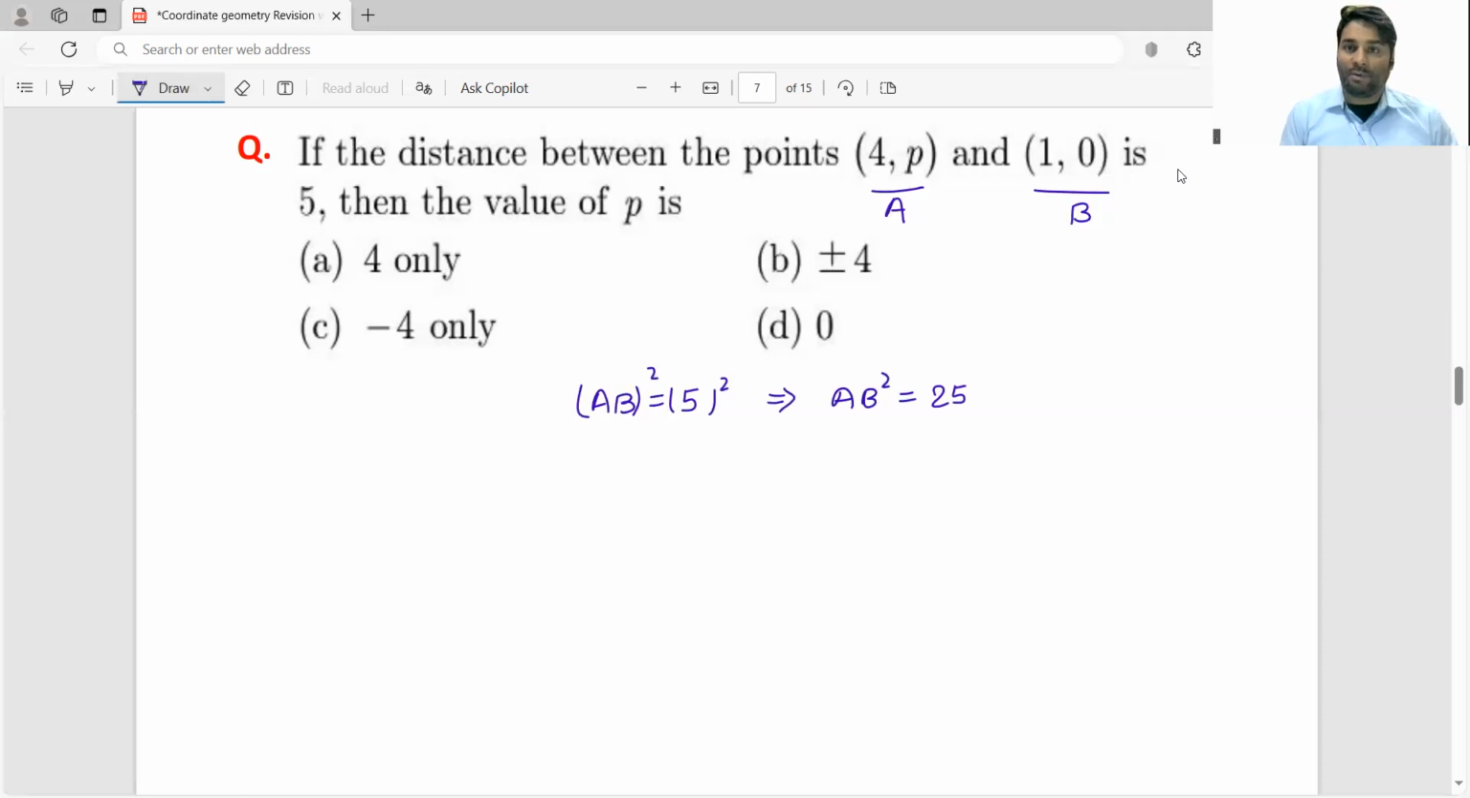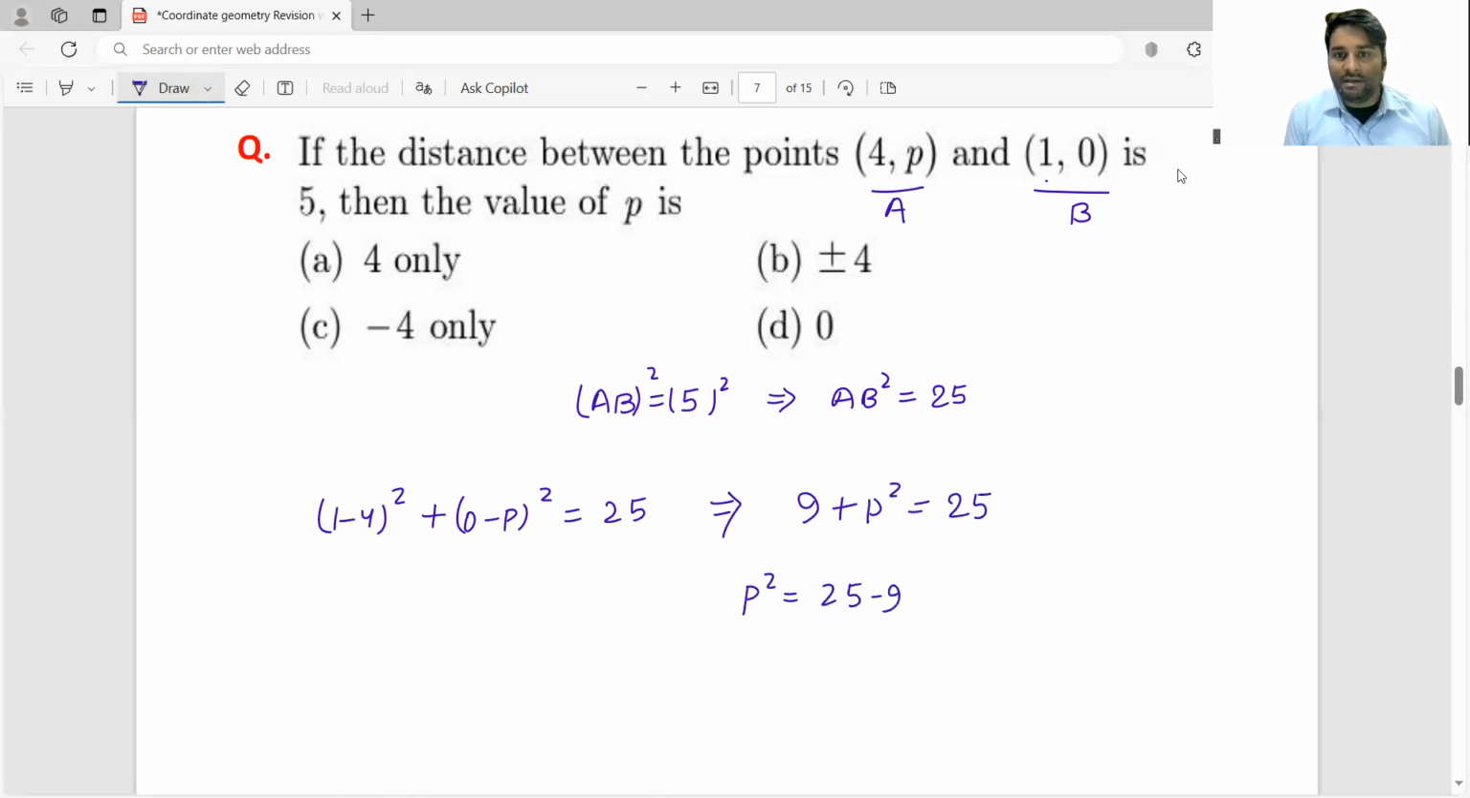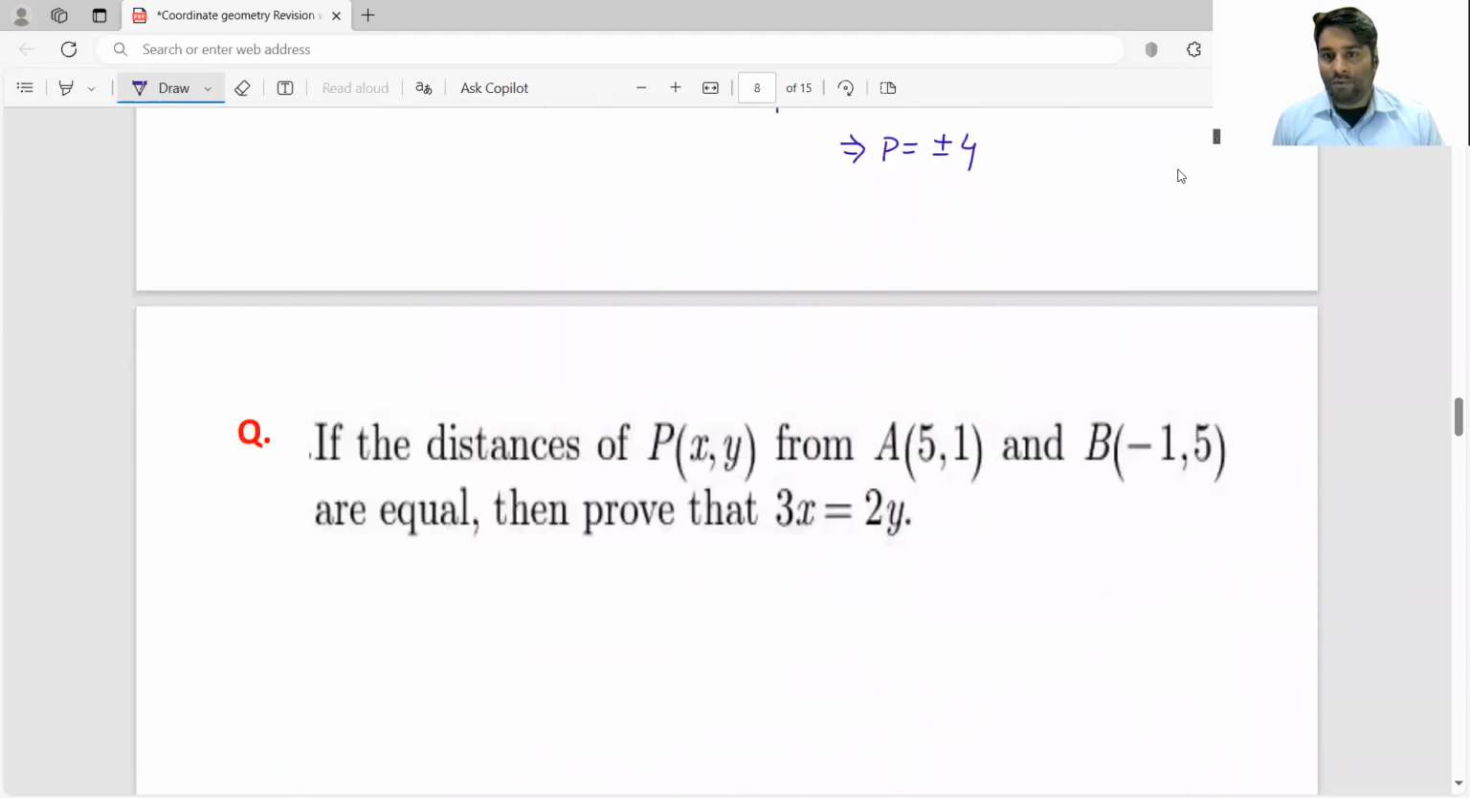Now just use the distance formula. So (1 minus 4) whole square plus (0 minus P) whole square is equal to 25. This implies 9 plus P square is equal to 25. So from here, P square will be 25 minus 9, which is 16. So P square is equal to 16, which implies P is equal to plus or minus 4. So option B is going to be correct. Okay, good. Now some more questions.